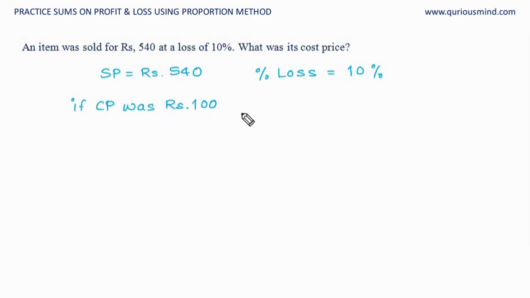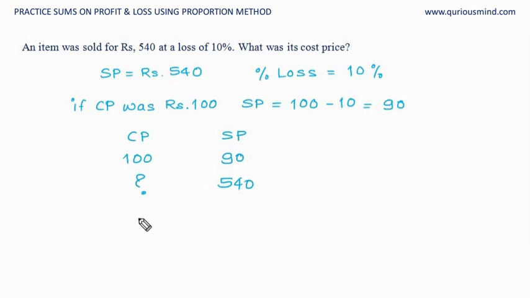So if CP was rupees 100 and there is a loss, then SP would be 100 minus 10. Loss, hence minus. Why 10? Because 10% means rupees 10 loss per 100. CP is 100. Then SP would be 100 minus 10, which is 90. Let's now put it in the format CP SP. If CP was 100, SP would be 90. What would be CP if SP is 540?